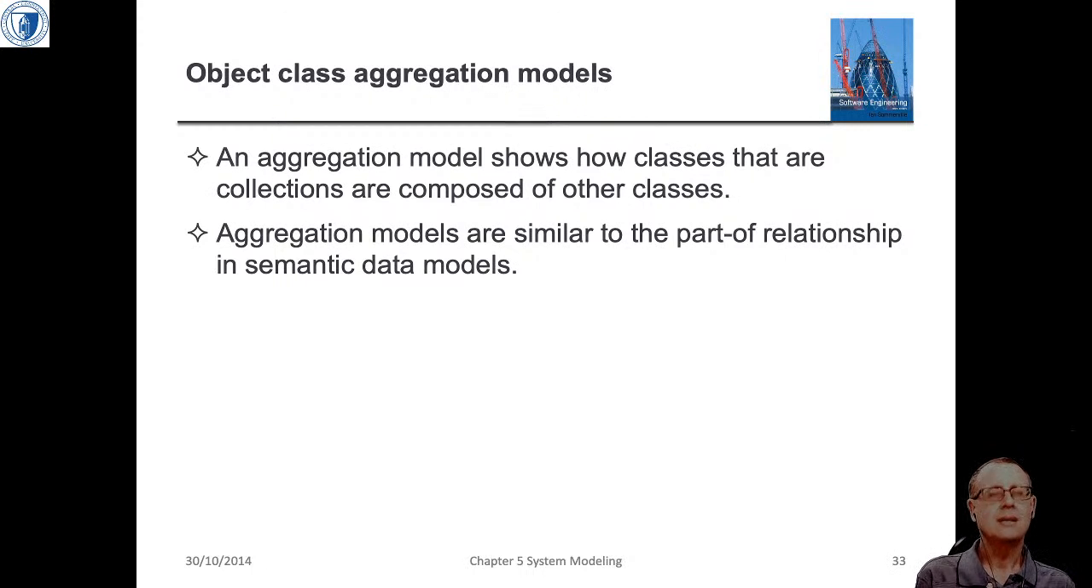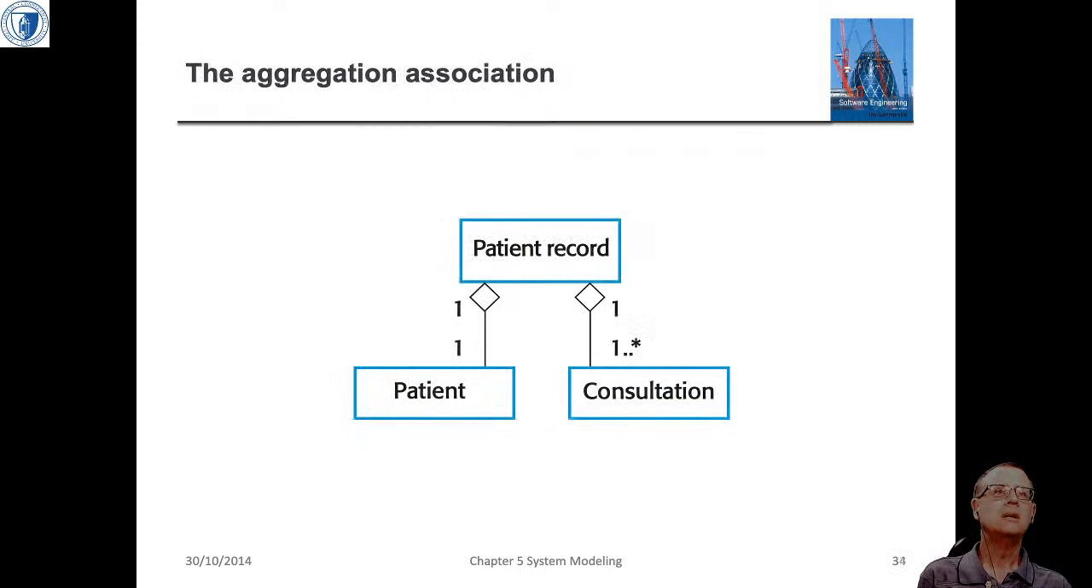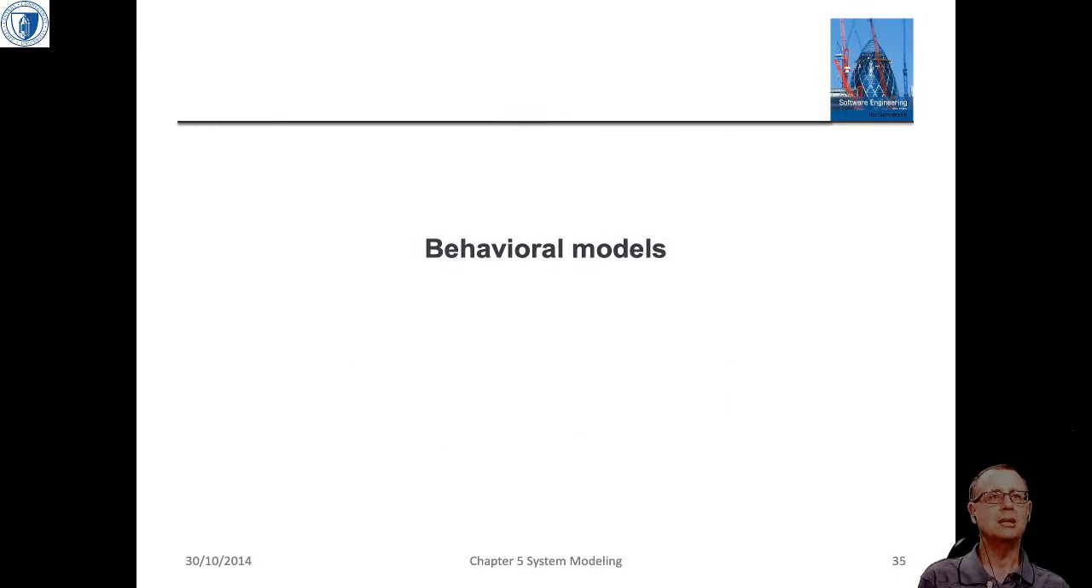So this is an aggregation model, and the idea is that it shows how the different classes are connected to each other. In this case, aggregation uses the open diamond for the connections, and you can see the multiplicities are also labeled.